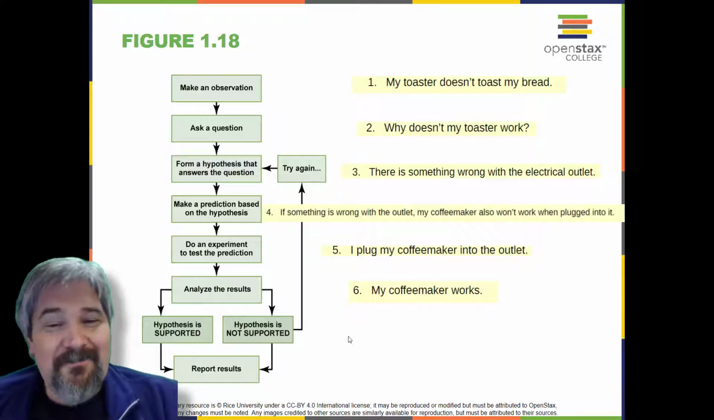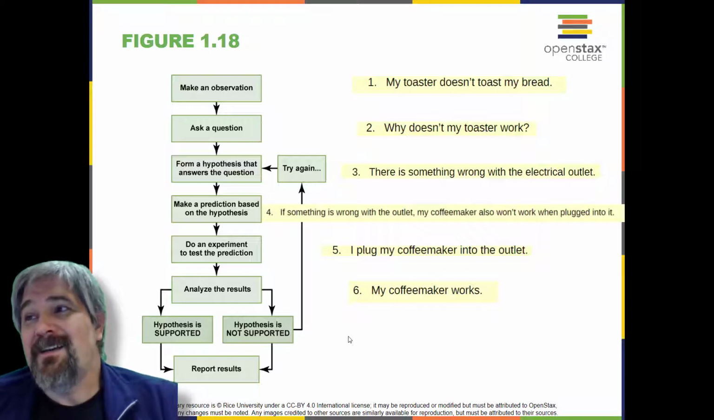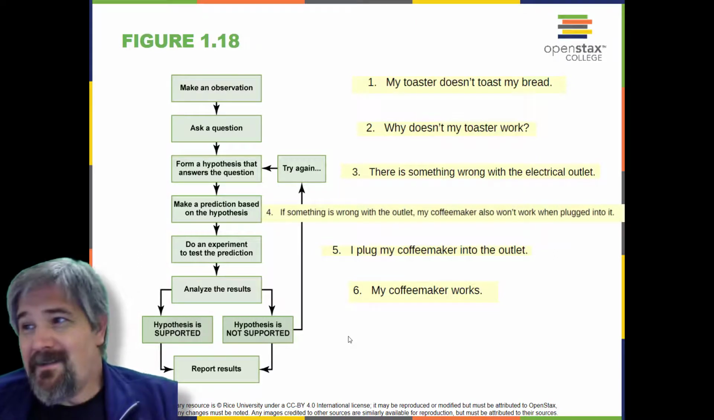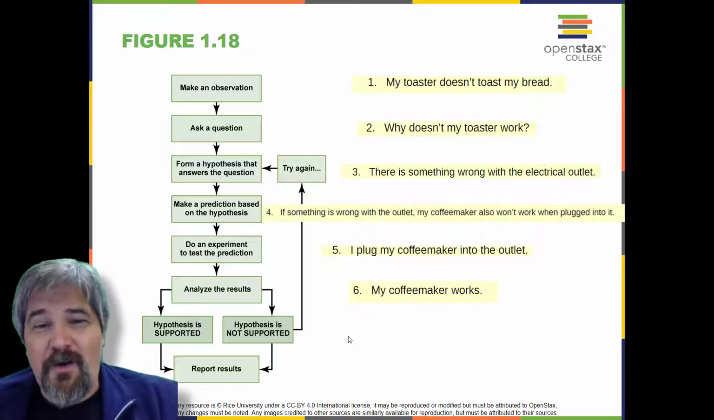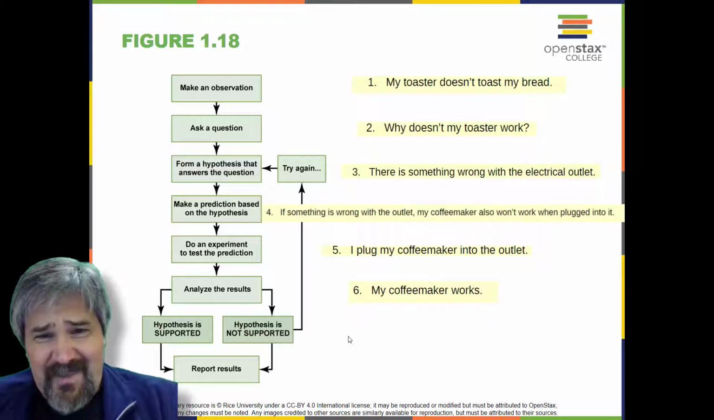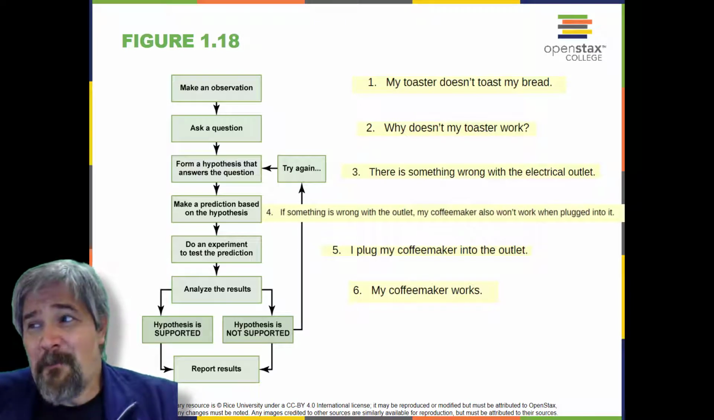So then, following that, maybe there's something wrong with the electrical outlet. That's a hypothesis. And then you make a prediction if something is wrong. My coffee maker also won't work when it's plugged in. And then you do the experiment, you plug the coffee maker into the outlet, the coffee maker works. Okay, there's the result. So now you know it wasn't the electrical outlet, so it's probably the toaster. That doesn't work anymore. So that's essentially the same as doing troubleshooting for any kind of component or thing.